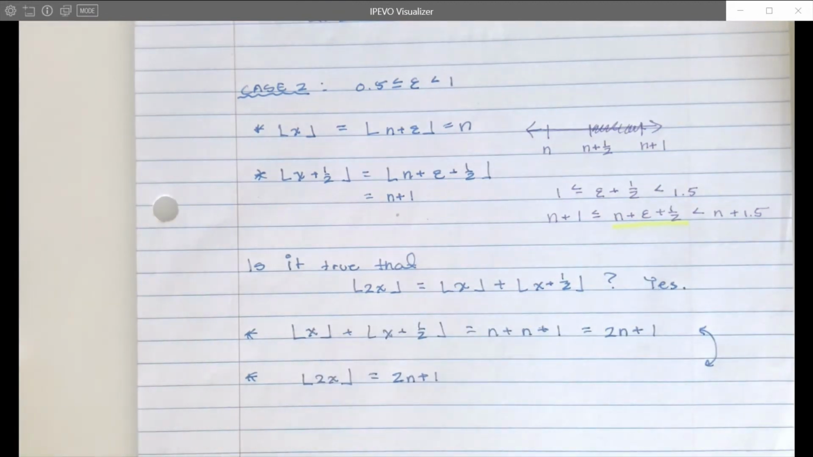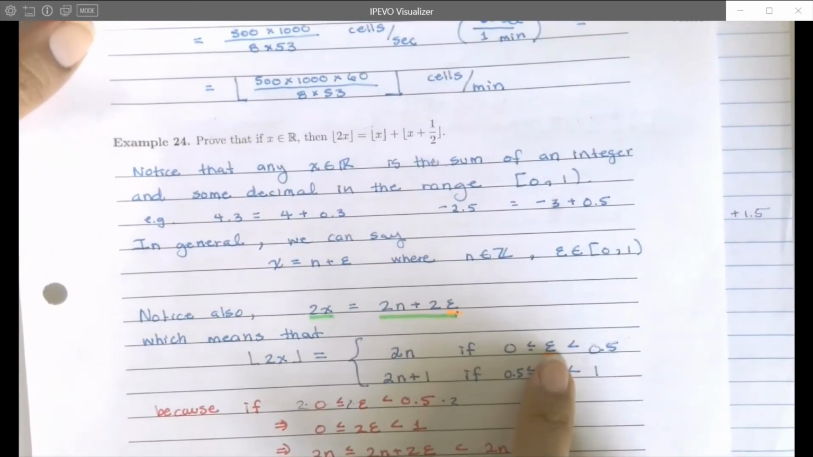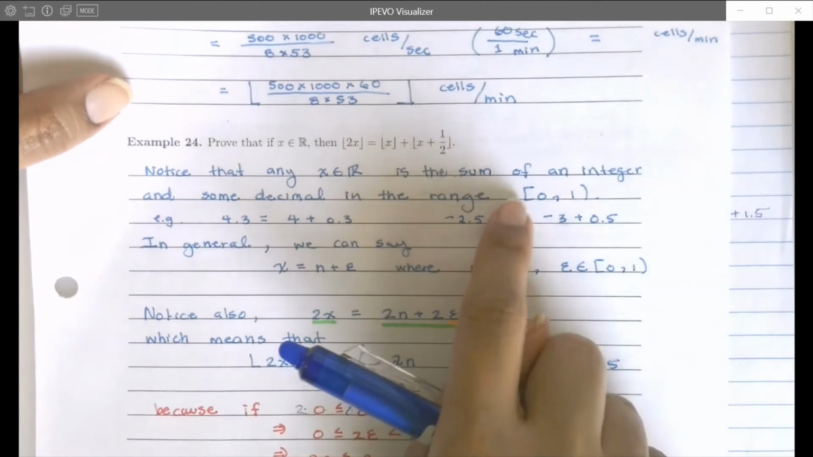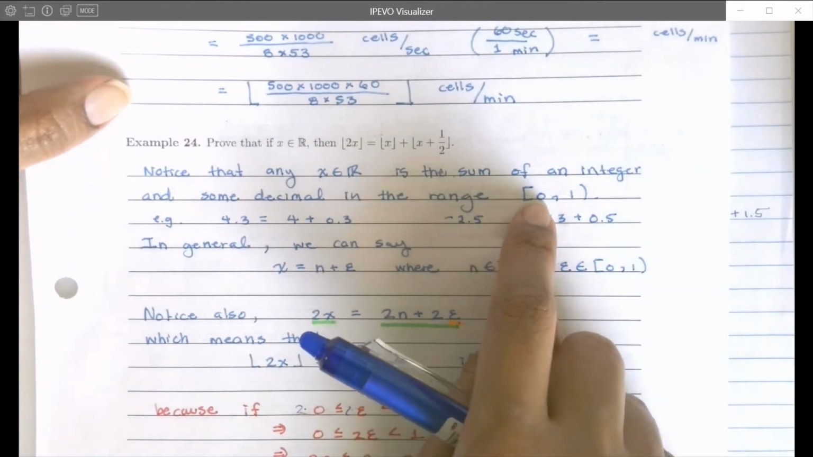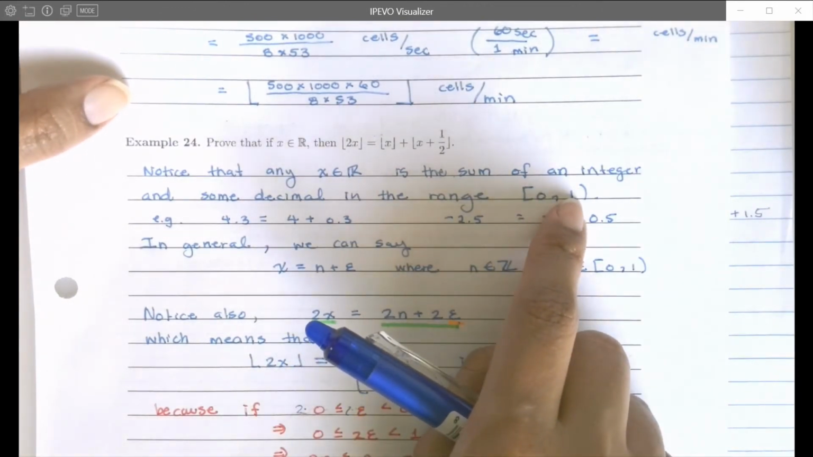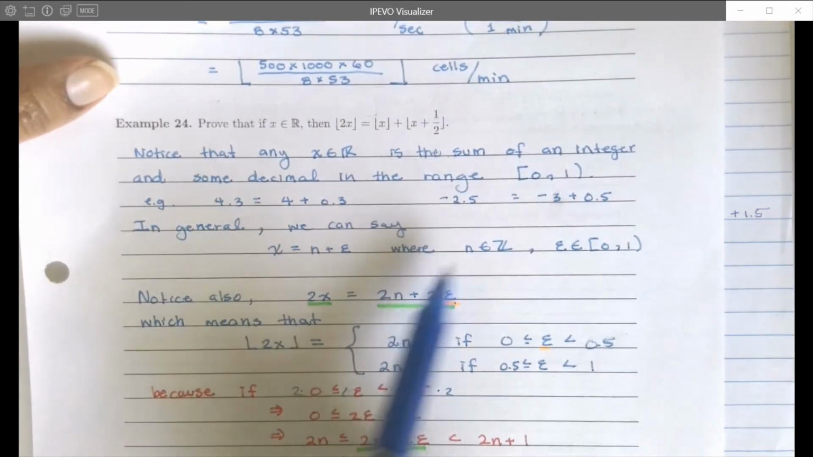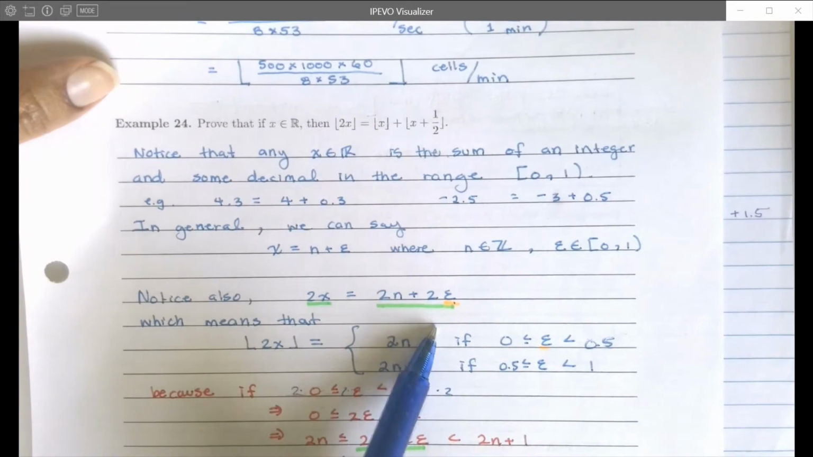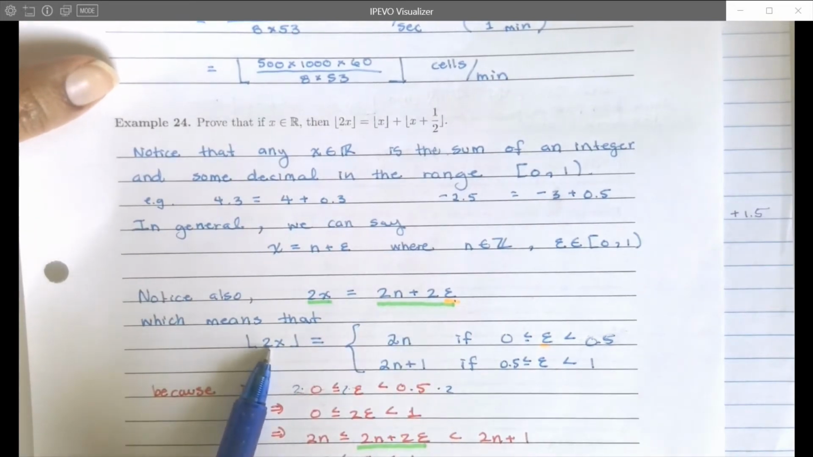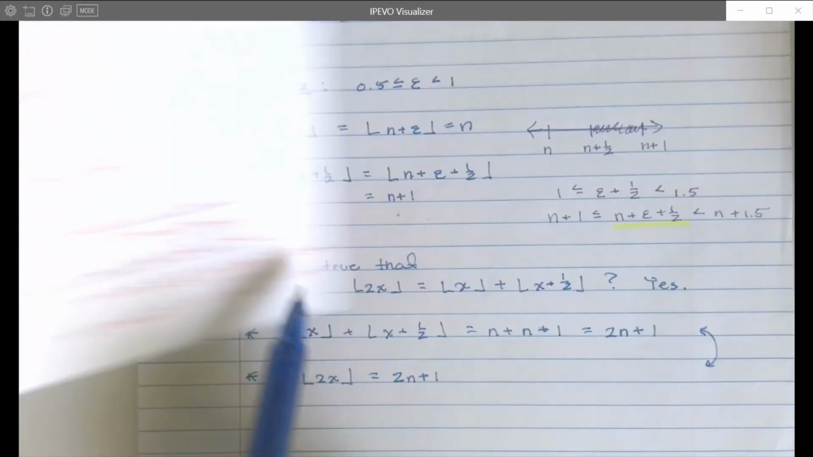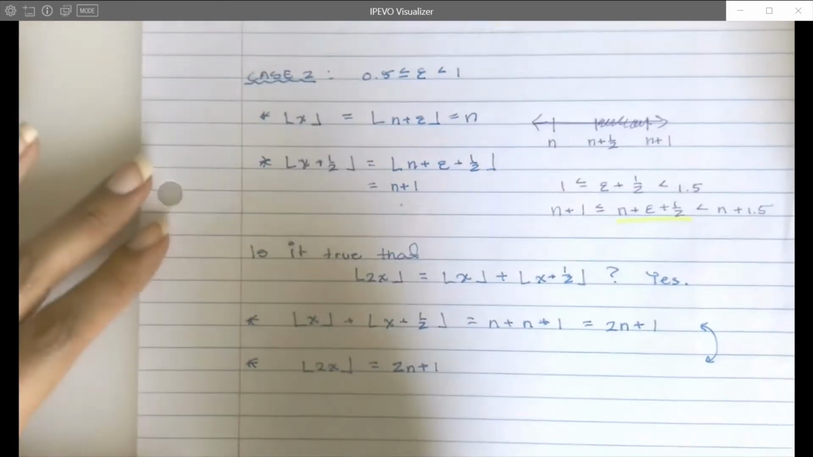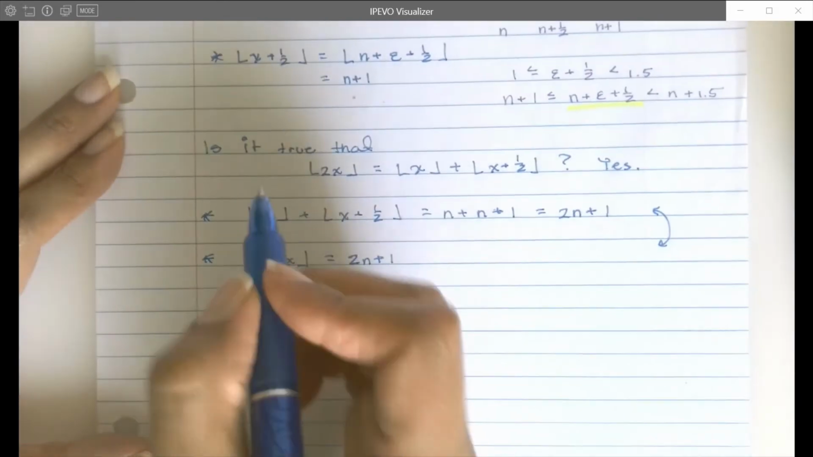We proved the statement entirely because the only values that epsilon could ever attain is either 0 or any decimal that is less than 1. And so in those cases, for those values, we consider the two different cases of the floor of 2x, and we've already proved those cases. So then this is completely proven.